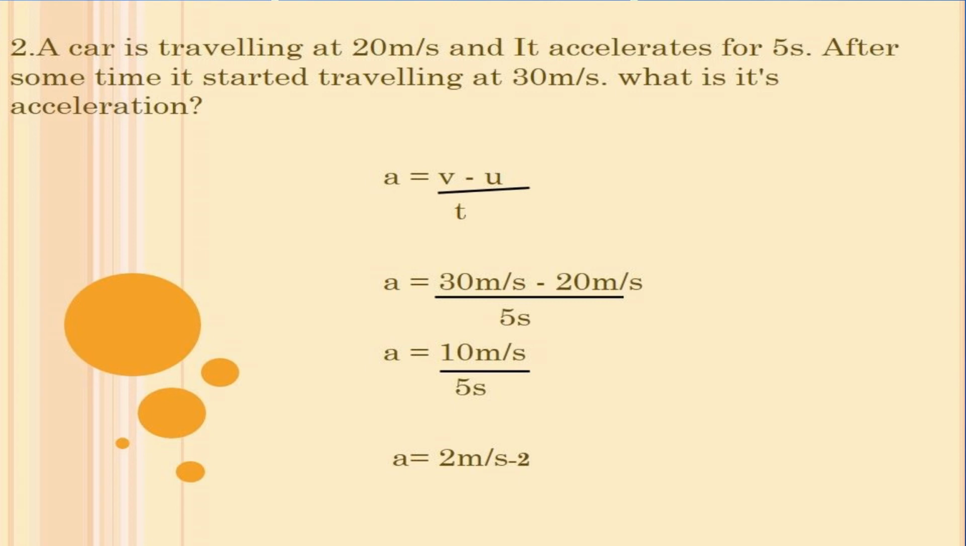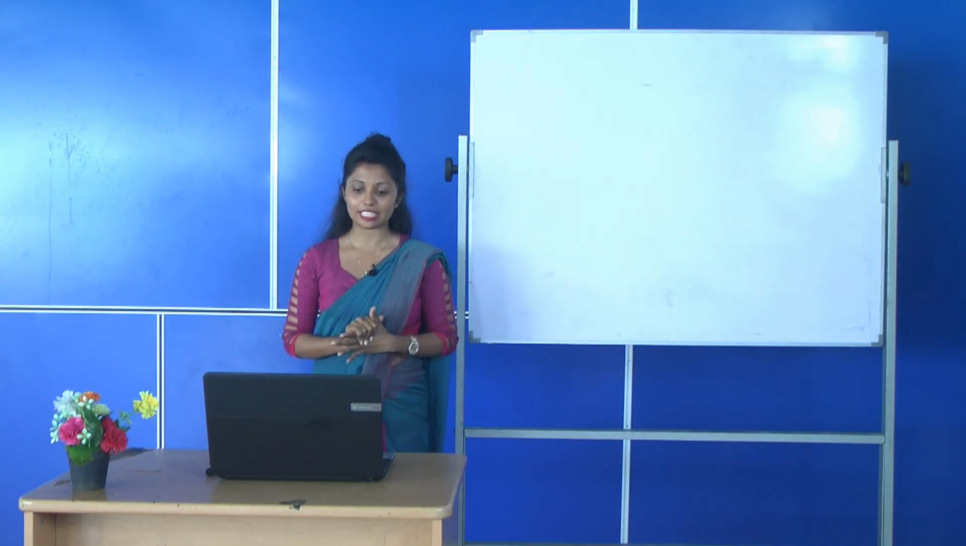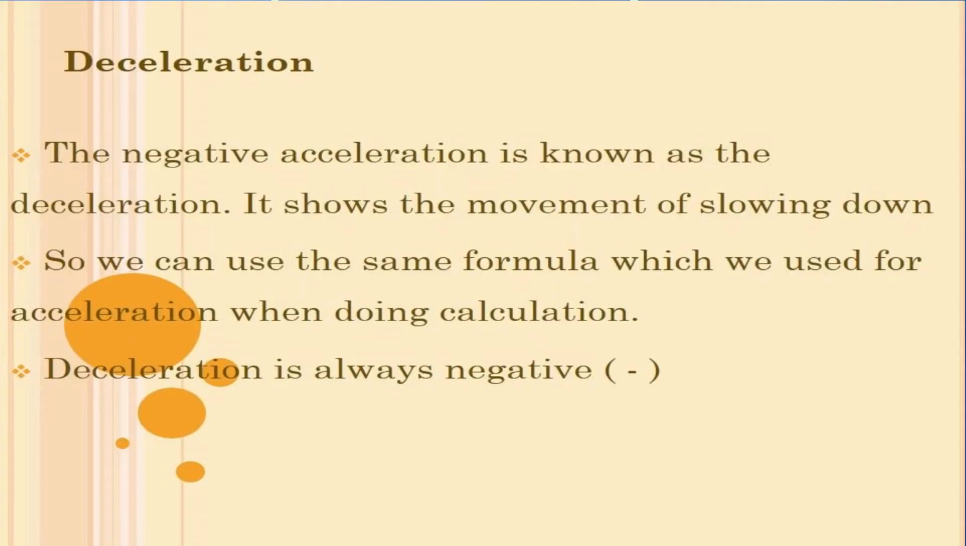And the final heading that we'll be discussing is deceleration. The negative acceleration is known as the deceleration and it shows the movement of slowing down. So we can use the same formula which we used for the acceleration when doing calculations. You should keep in mind that deceleration is always negative.